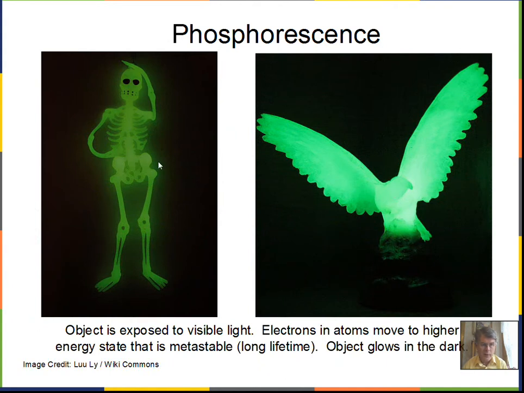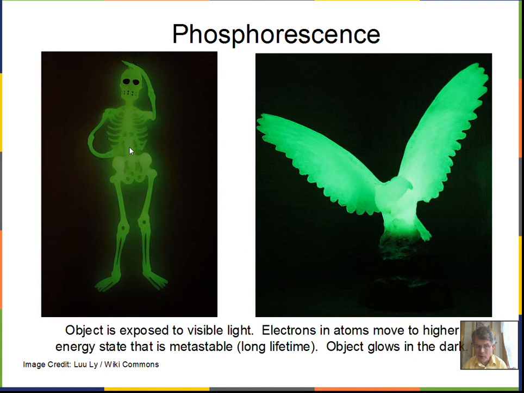So there's some toys here, some plastic toys. They've been exposed to visible light, a bright white light, and that light has pumped the electrons to upper energy levels that are metastable. They're long-lasting, so we're storing energy in the atoms, in the electron levels, and then a child or an adult, whoever wants to have some fun, can take this object into a closet, shut the door, and in the dark they'll glow in the dark.